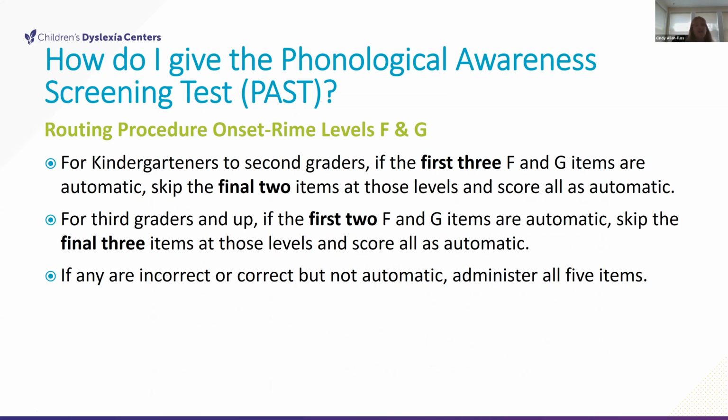Okay, now let's look at the routing procedure for onset rhyme levels F and G. For kindergarten to second graders, if the first 3 F and G items are automatic, skip the final 2, and you'll score them as automatic. For third graders and up, if the first 2 items in F and G are automatic, skip the final 3 and score all as automatic. If there's any that are incorrect or correct but not automatic, you administer all 5 items.